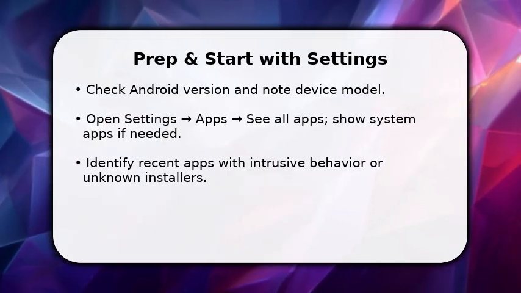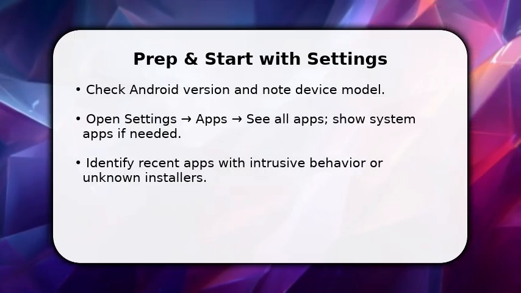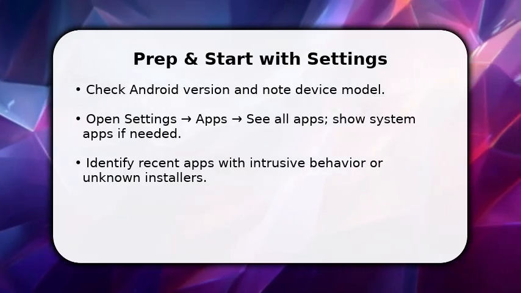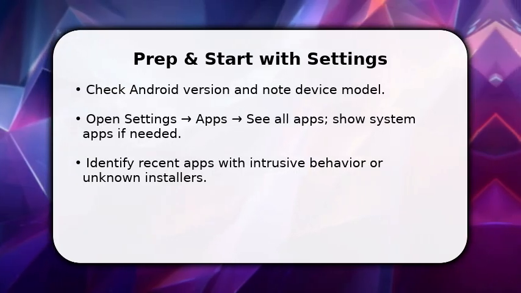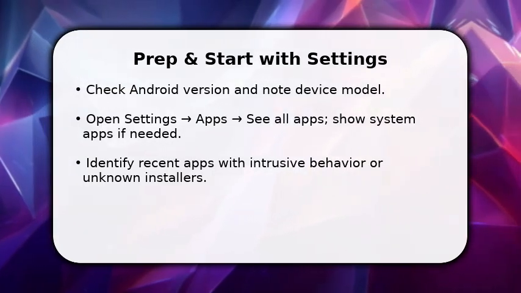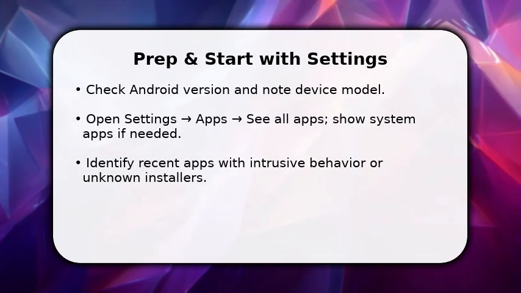You begin by confirming Android version and model so you know which menus appear. This matters because paths vary. Once done, go directly to Settings, right arrow Apps and view all apps, enabling Show System Apps if prompted.